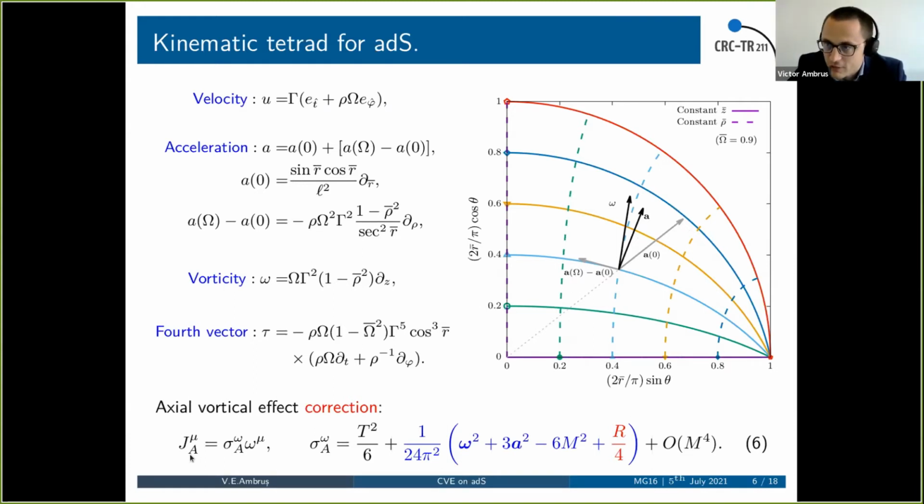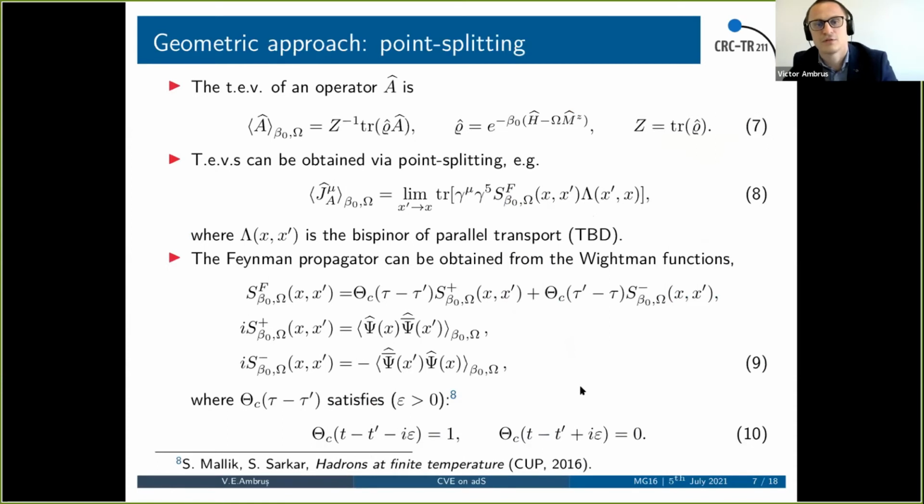And now we ask the question: how does the axial vortical effect change when we introduce this curvature of AdS? There is, again, the simple law that the axial current is proportional to the vorticity. And in the axial conductivity, one can find a correction which is proportional to the Ricci scalar. So this is the punchline.